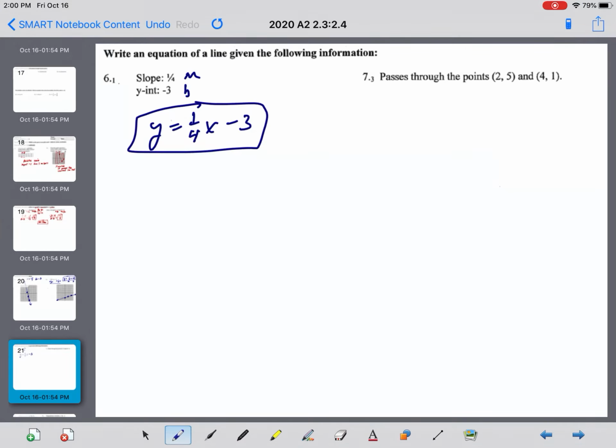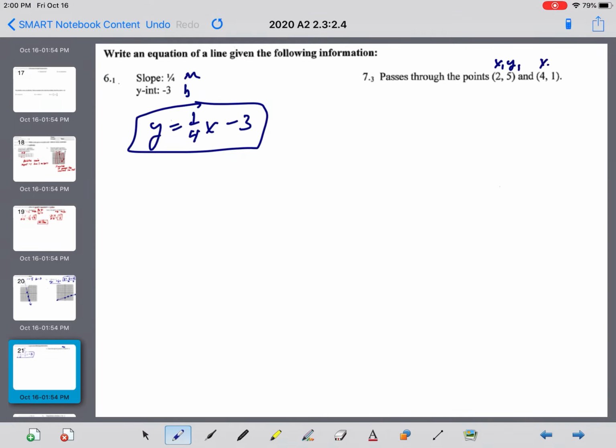Done. Okay? So if they don't tell us those two pieces of information, we have to create them. So number 7, we're going to have to create the slope and the y-intercept because they don't tell us either one. But if they give us 2 points, we can go back to the same work we did earlier when we were trying to see if those lines were parallel, perpendicular, or neither. We're going to have to do our slope work.